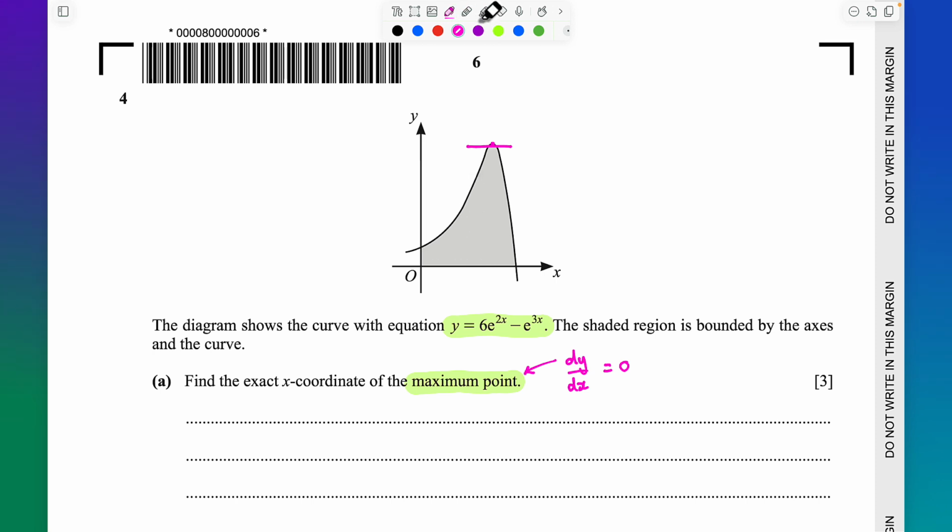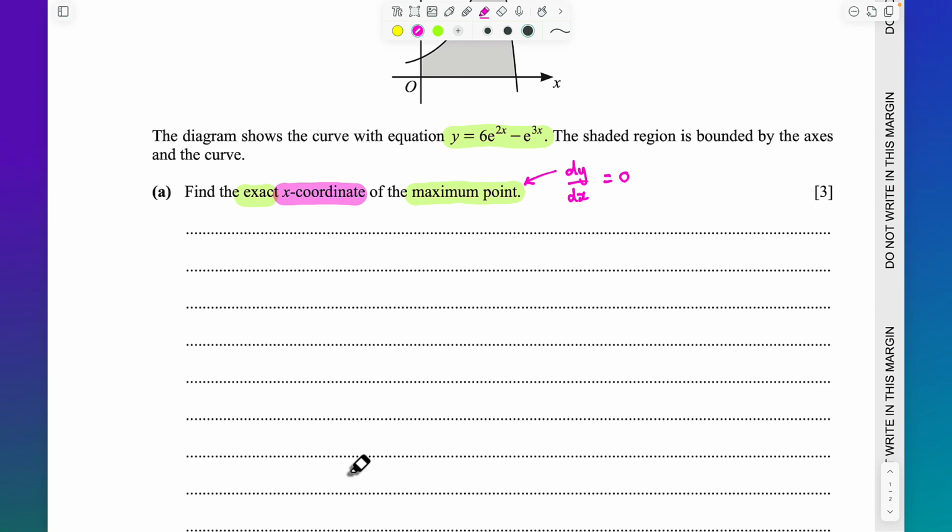But I want to remind you of one more thing. In this case, they also said find the exact x coordinate, so there are actually 2 points that I want to highlight there. Exact means that we're not going to simplify, we're not going to put it in our calculators. And also, x coordinate means we're getting an x point. So these are just the different things that we're going to get from our question. All right, so let's get into the expression.